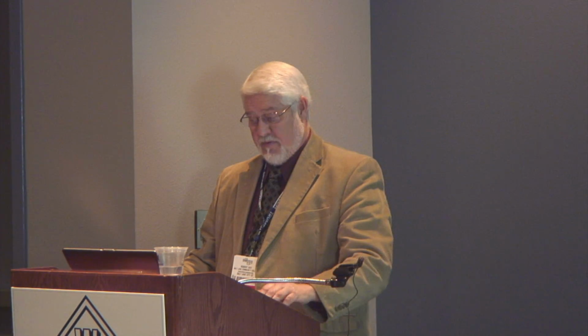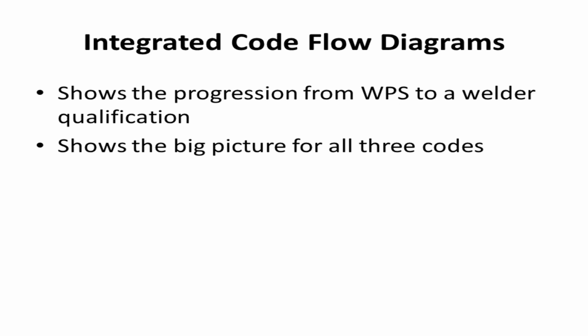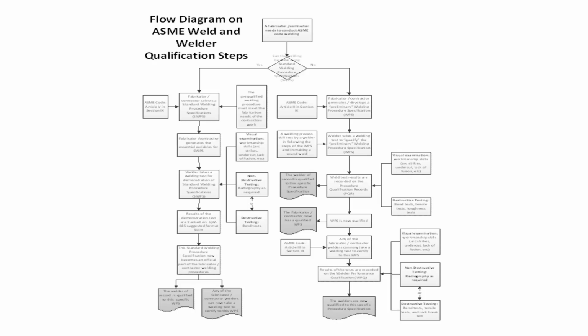Larry produced some really nice flow charts, and we're going to show you some of them here. They show the progression from WPS to welder qualification, and it kind of shows the big picture for all three codes. So, I'd suggest when you get these that you print them out onto 11 by 17, so they're easy to see. You hand them out to the students so they can follow them. But there's some pretty good flow charts.